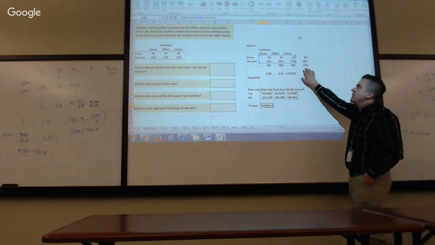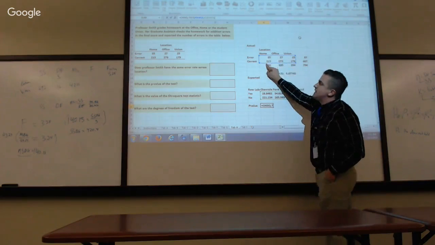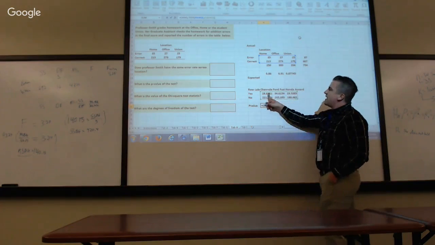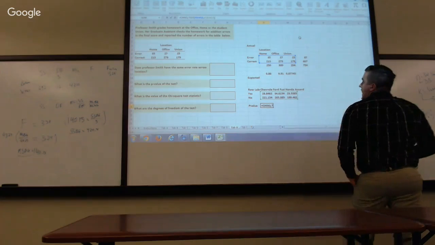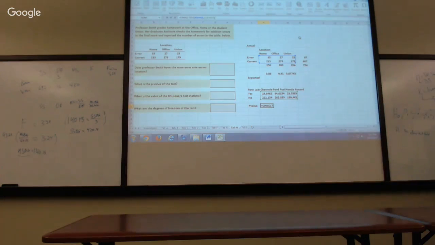We only want to highlight what's given to us. And then we highlight our calculated expected values based on those totals. And that's chi-square dot test. And that's going to populate a p-value.